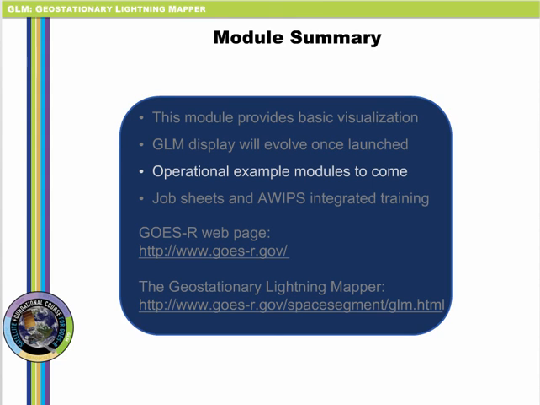Some future applications training modules will include a flash extent density to show trends in spatial extent, an automated lightning jump algorithm for severe weather, as well as lightning safety for both outdoor events and aviation applications. Job sheets and integrated training in AWIPS also will be included after GLM's launch. Additional information on both GOES-R and the Geostationary Lightning Mapper is available on the web at the links below.